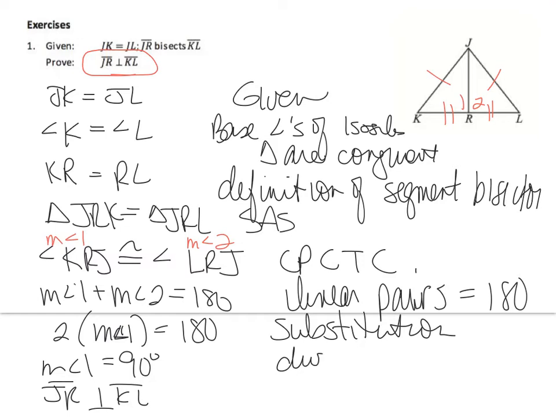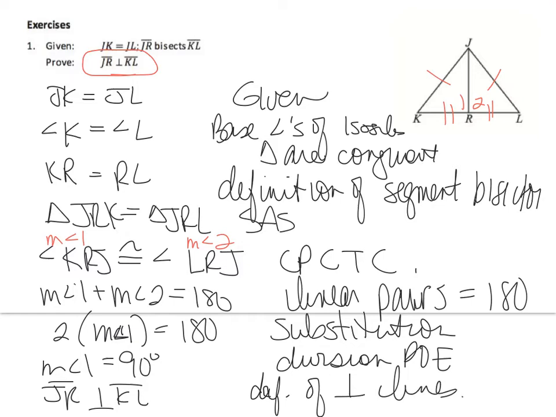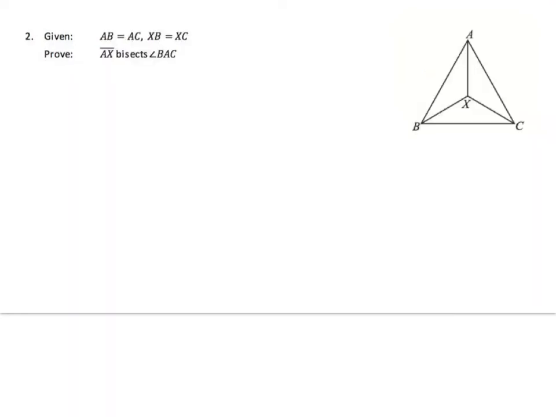This would be the division property of equality, and this would be the definition of perpendicular lines. That was a long one, but not extremely difficult.